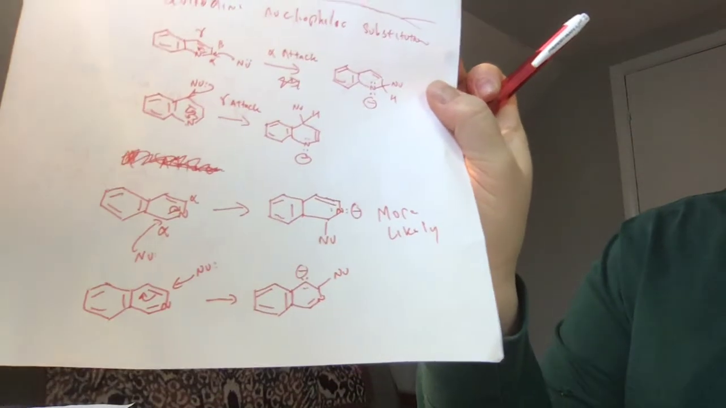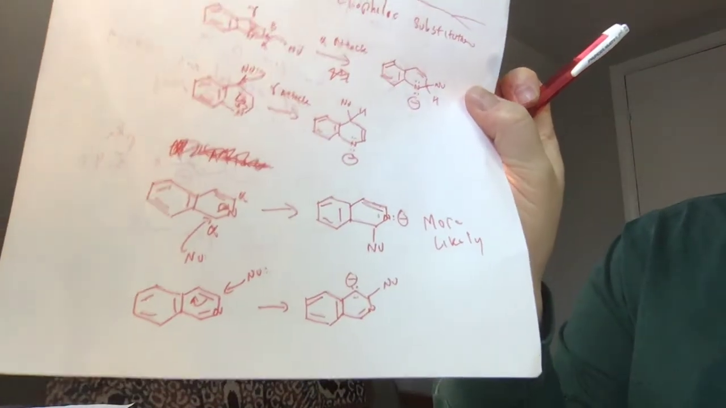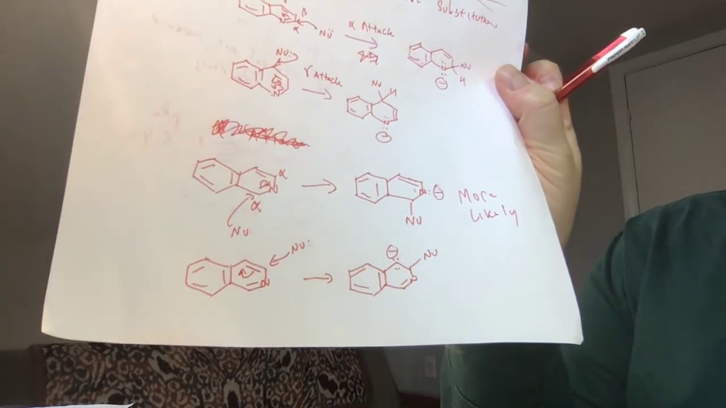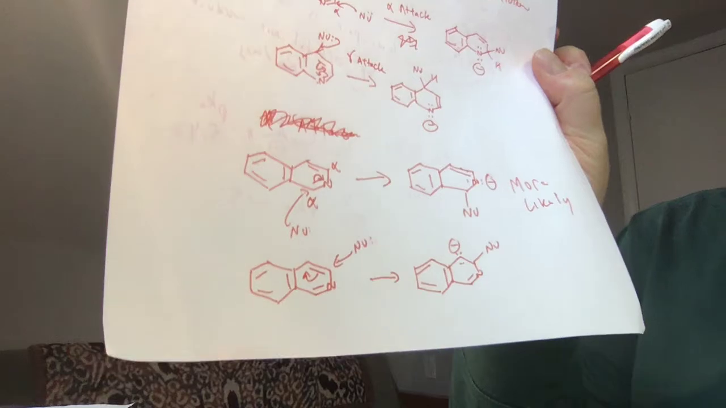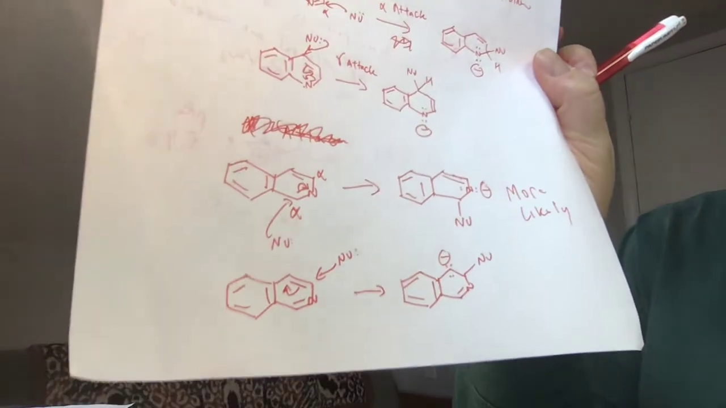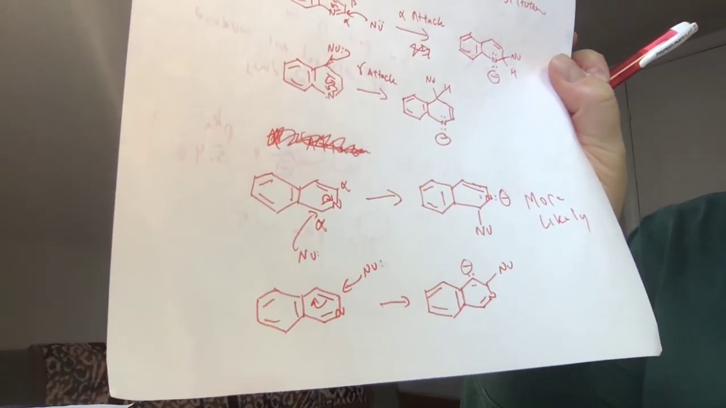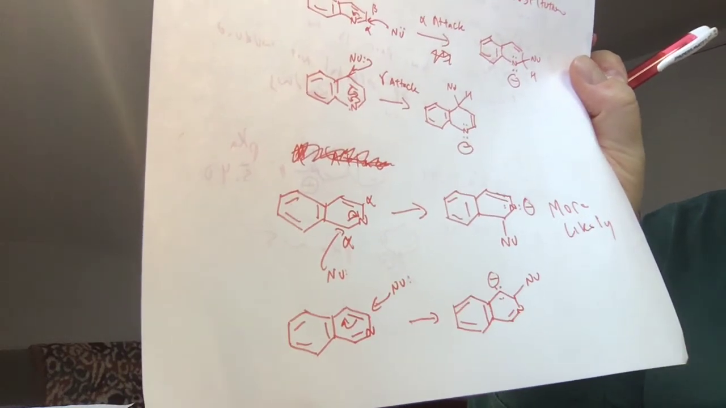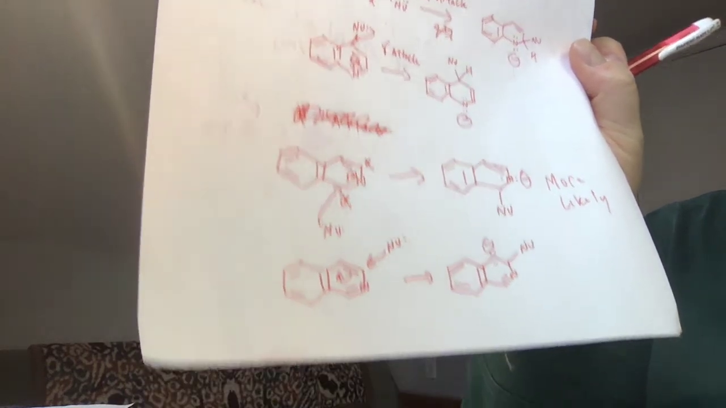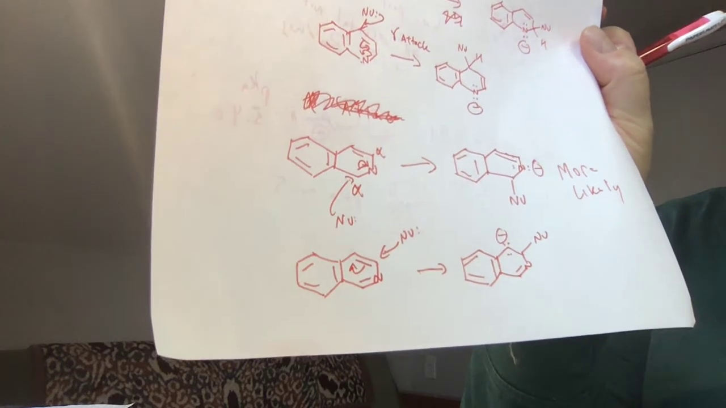So in this case, it's more likely to attack on alpha 1 because we left the negative charge on the more electronegative atom, the atom that's better able to handle a negative charge. In the other case, we've left a negative charge on carbon. So we left a carbanion hanging out. So it's more likely that we're going to attack over at alpha 1, the top one, for isoquinoline.